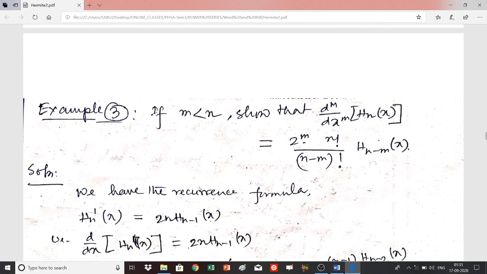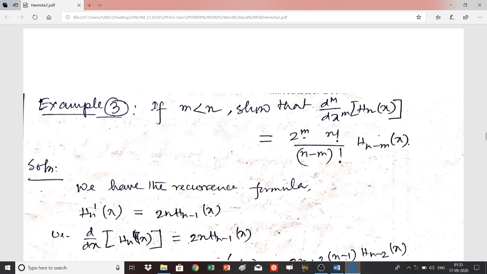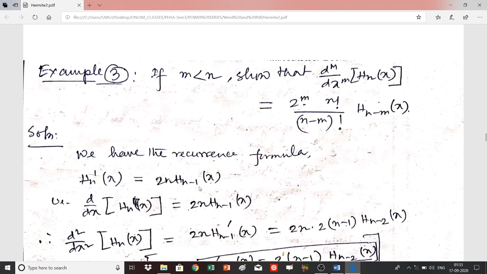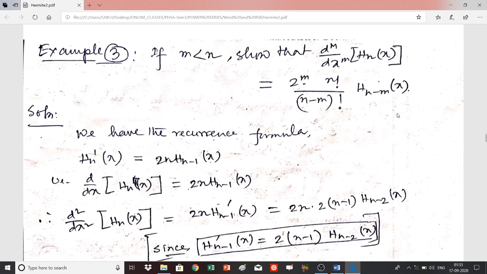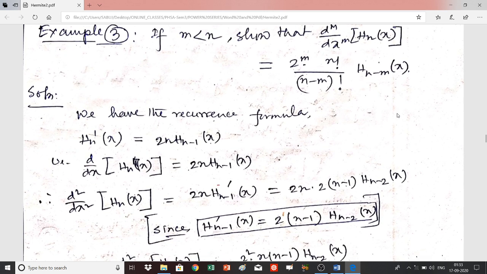Another example is here. You have to prove that if m is less than n, then d^m by dx^m of H_n(x) is equal to 2 to the power m into n factorial by (n minus m) factorial times H_(n-m)(x). To prove this identity you have to recall the recurrence formula H_n'(x) equal to 2n H_(n-1)(x), which was proved earlier. So just use this relation H_n'(x) equal to 2n H_(n-1)(x).